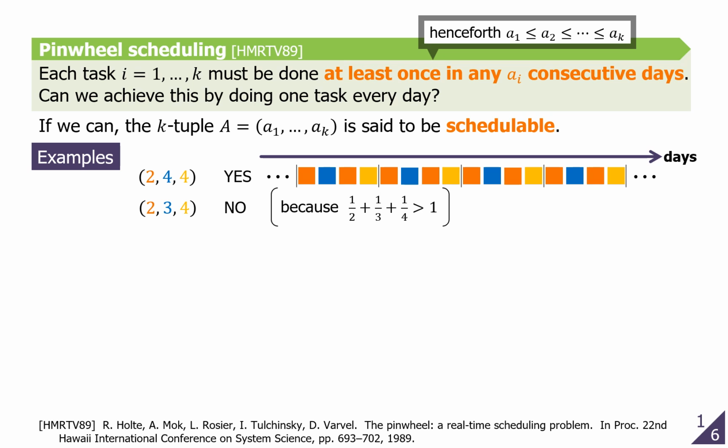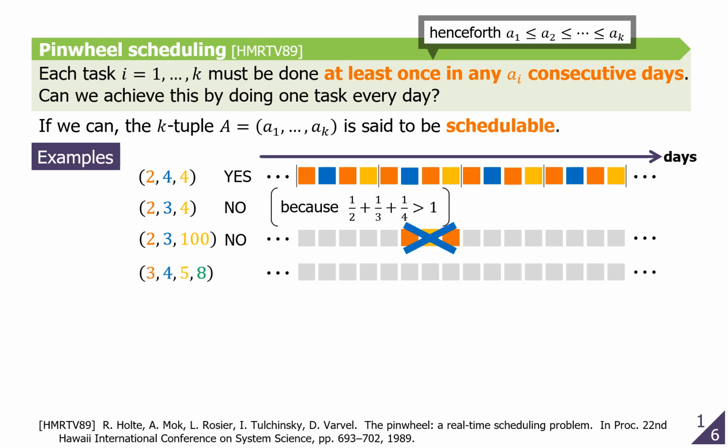The converse is not true. Having the sum of the fractions less than 1 doesn't imply schedulability. For example, replacing the 4 in this instance with 6 or any larger number makes the sum less than 1, but the instance remains unschedulable. To see this, consider the yellow task with period 100. It's an infrequent task, but you'll need to do it at some point. But then you'll need to perform the red task in both the previous day and the next day, and you've already missed the blue task for 3 days.